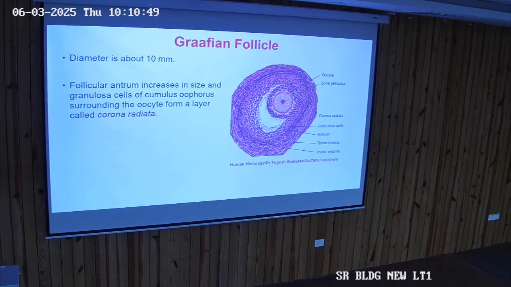Next comes the Graafian follicle. Now if it matures, it will reach the Graafian follicle stage, which is 10 millimeters in size. The follicular antrum is also increasing in size, that is, this cavity is increasing in size. And the cells that are towards the antrum have now formed the corona radiata.